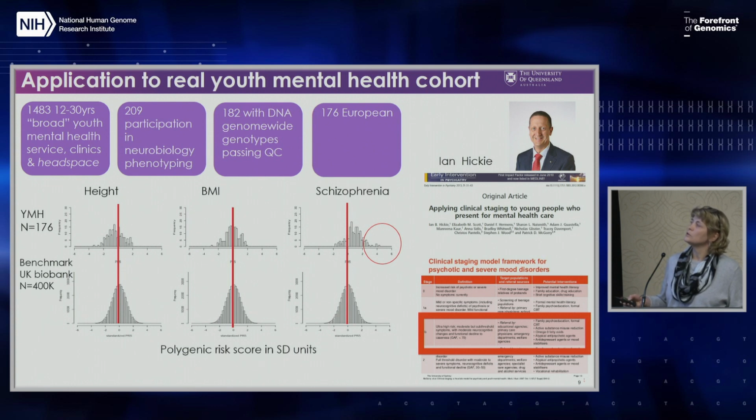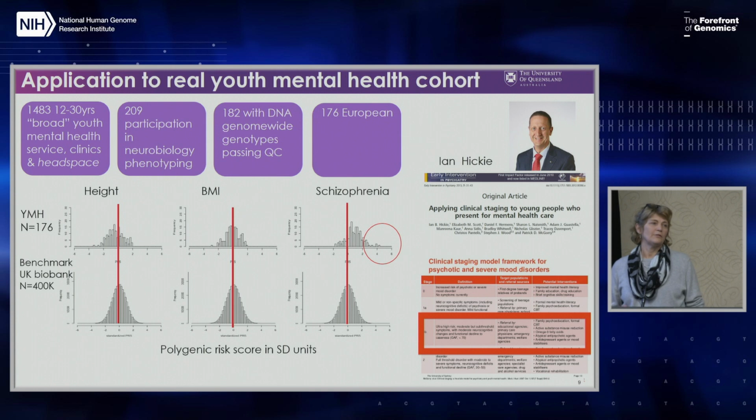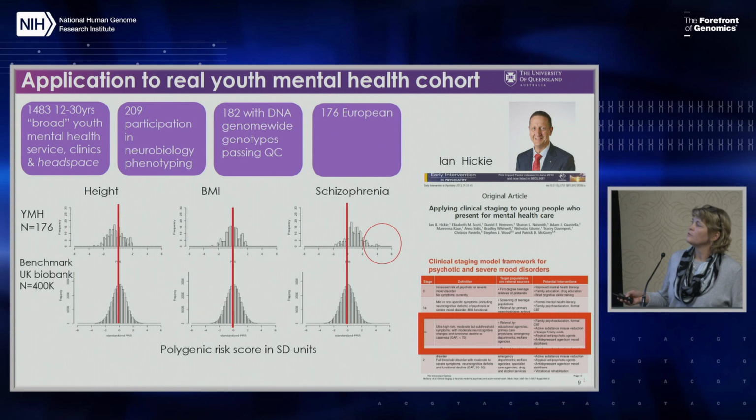But you can see the risk scores for these young people presenting to this clinic are very much shifted to the right. So then you might say, well, okay, if they're all shifted to the right, it doesn't actually get us any further. But there are a few individuals here who have very high scores, which really are way beyond the tail in this normal UK Biobank distribution.